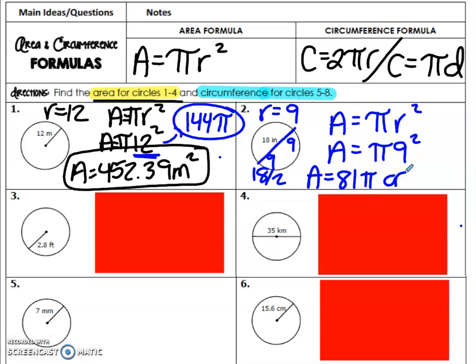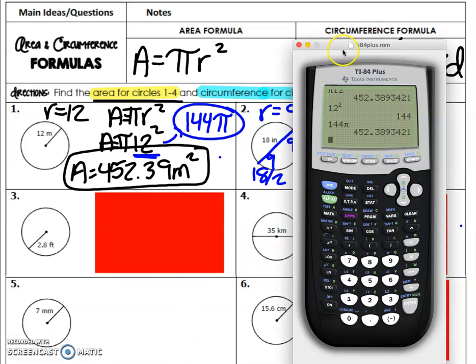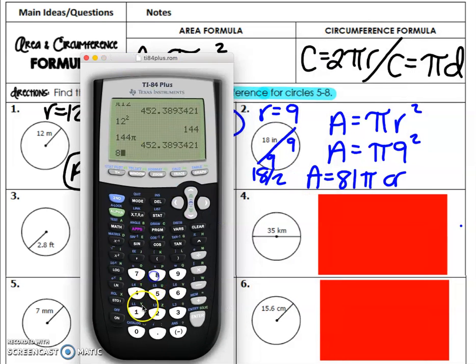Or you can type it in the calculator and get your rounded answer. So let's do that together. 81 pi will give you an answer of 254.47.